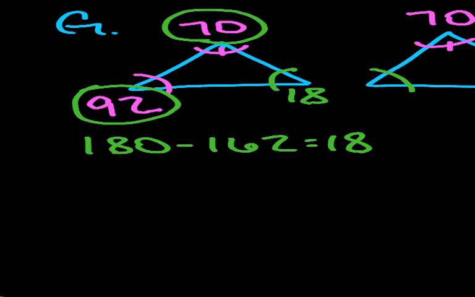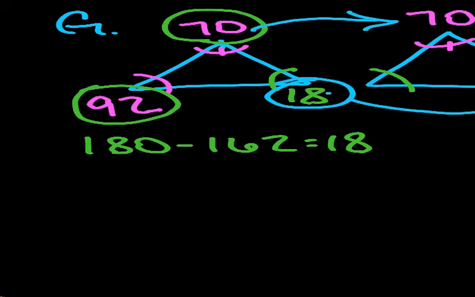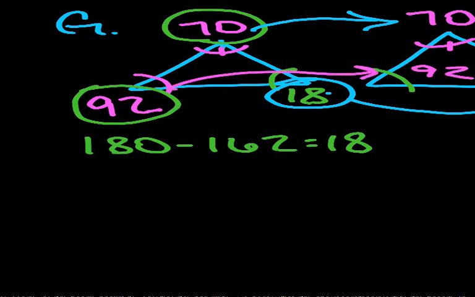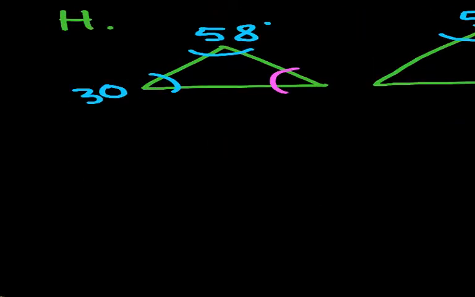So we already know that they all equal each other because if this one is congruent to this one and this one is congruent to this one, then this one also has to be congruent to this one. All right, so G is similar, so that's not your answer. Okay, let's look at H.